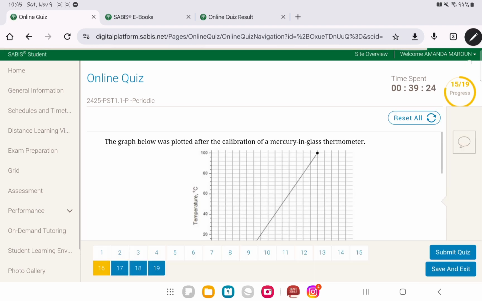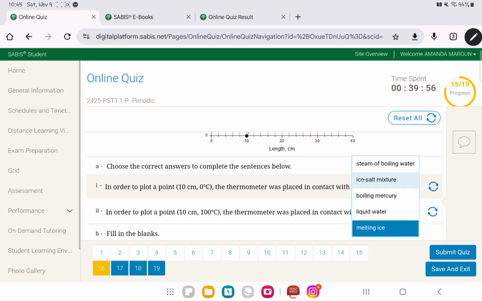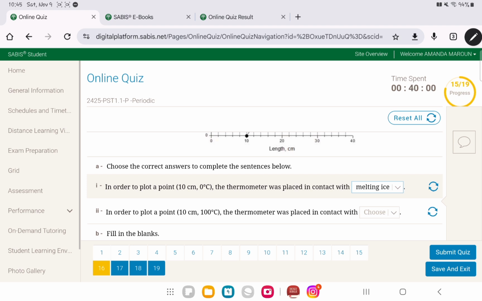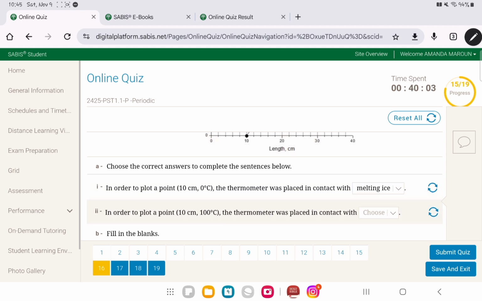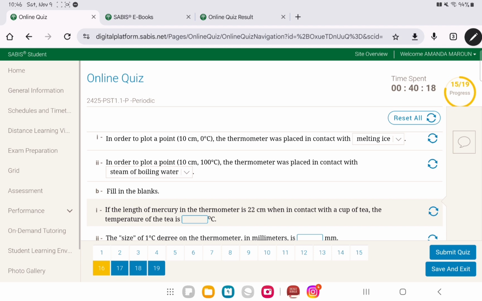So now we move on to question number 16. The graph below was plotted after the calibration of a mercury in glass thermometer. In order to plot a point 10 centimeters, 0 degrees Celsius, the thermometer was placed in contact with, okay. In order to plot a point at 0 degrees Celsius, you need to put the thermometer in melting ice, because ice melts at 0 degrees Celsius. Okay, so melting ice. Pay attention, don't choose the ice salt. Ice salt is not pure, okay, so it will not melt at 0 degrees Celsius. In order to obtain a plot at 100 degrees Celsius, water boils at 100 degrees Celsius, so you need steam, okay? So you need the steam of boiling water, because this is at 100 degrees Celsius.